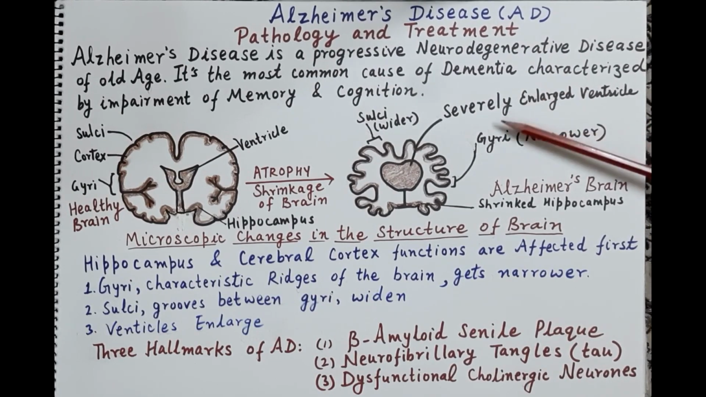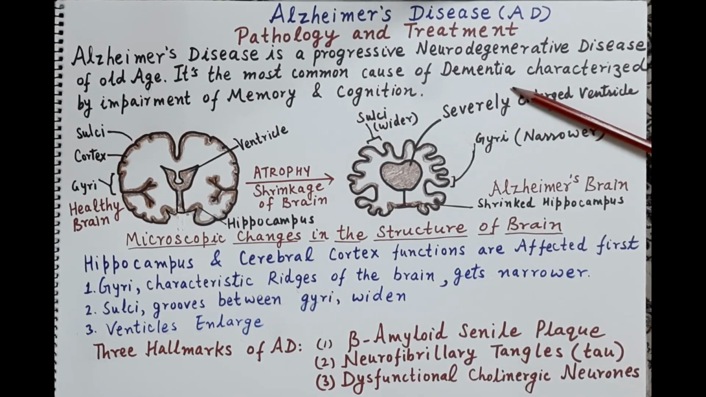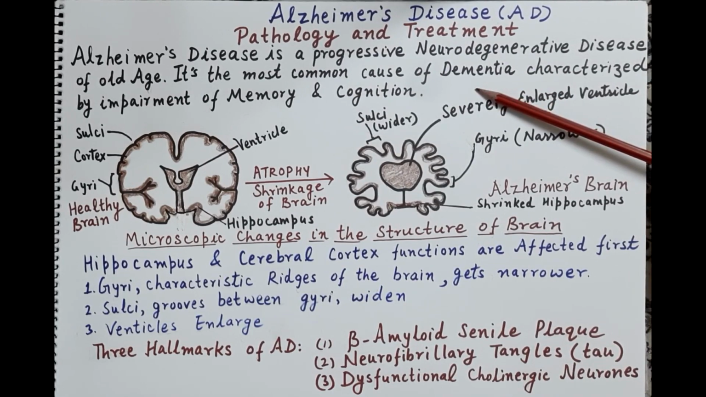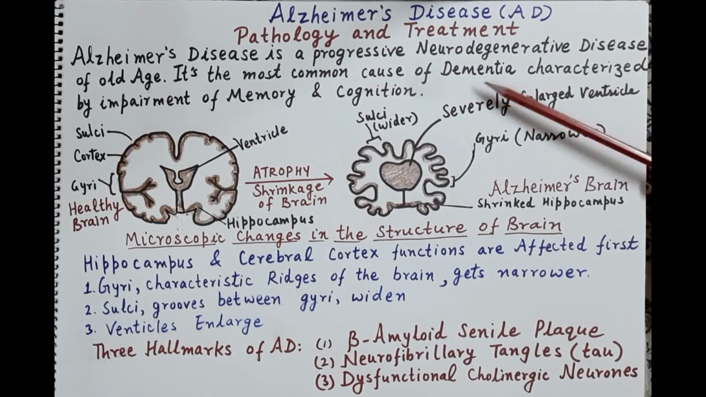It is the most common cause of dementia, characterized by impairment of memory and cognition. Now, impairment of memory refers to inability to recall, especially short-term recent memories. There is forgetfulness and getting lost usually. And impairment of cognition refers to inability to think, plan, pay attention, judge, or take decisions. So it is a disease characterized by dementia, and dementia is the impairment of memory and cognition.